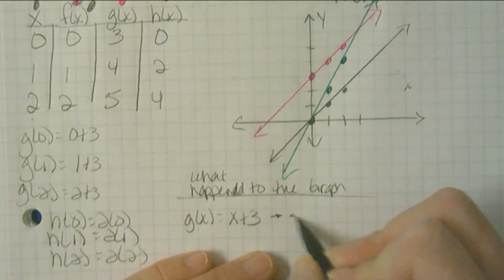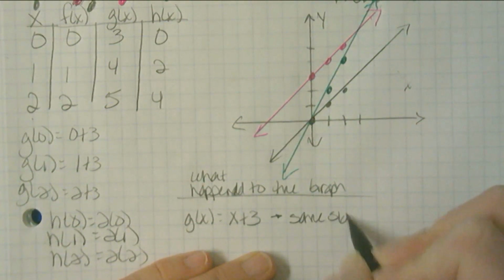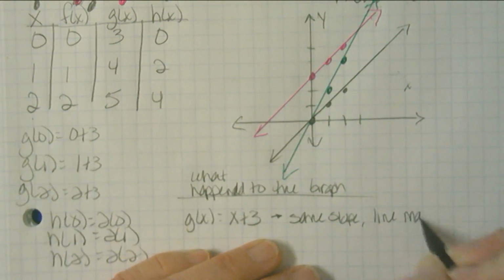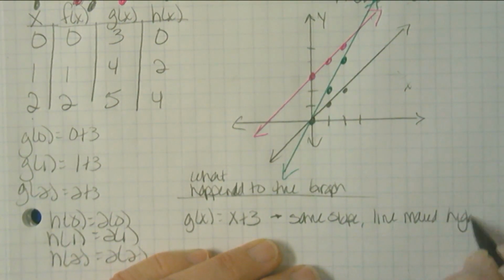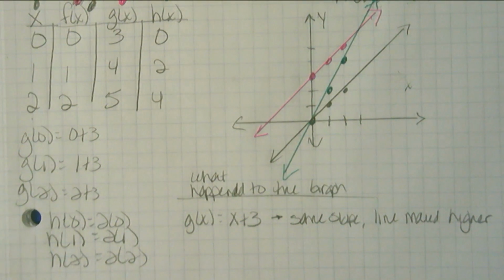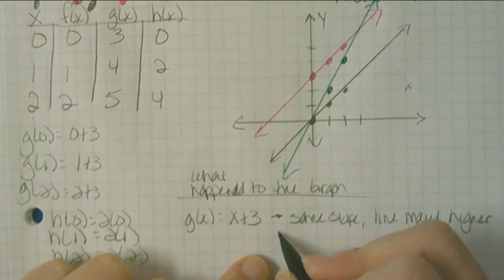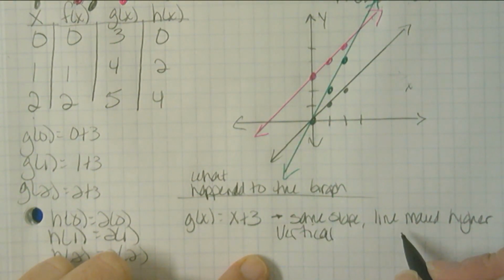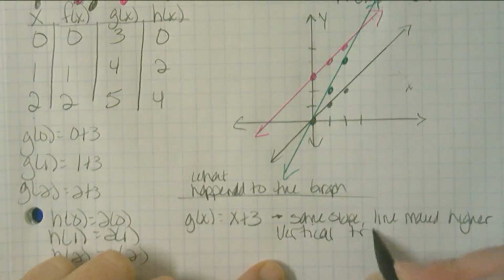Yeah, so we have the same slope, but the line moved higher, right? What direction is that? Is that vertical or is that horizontal? Yeah, this is called a vertical translation.